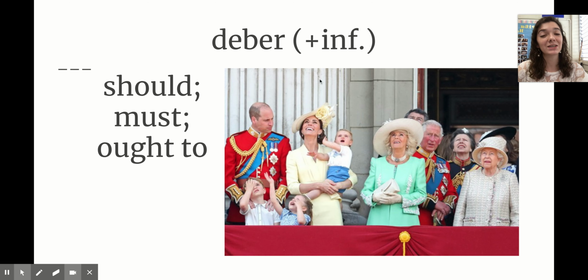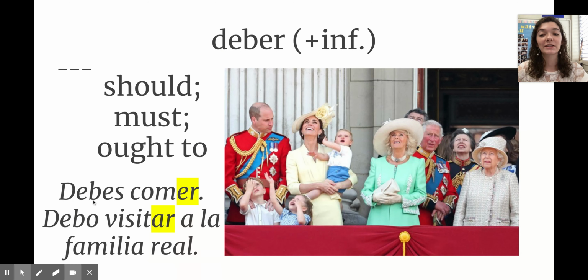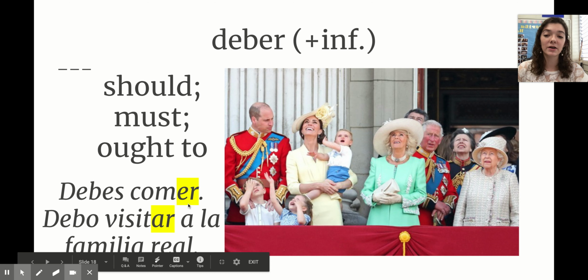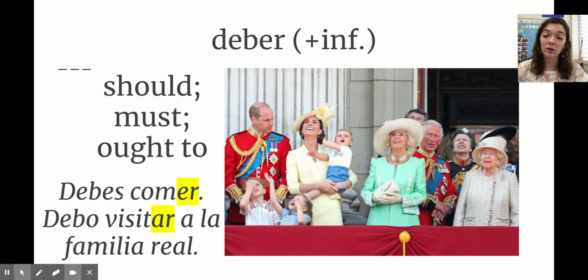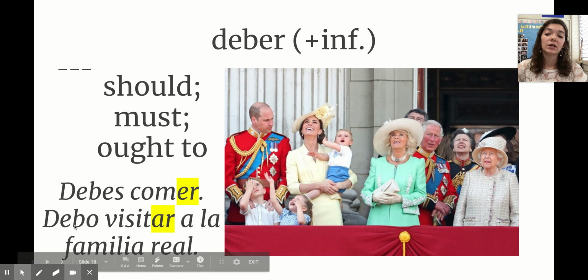Well, if I say something like, debes comer, tú debes comer, I know I'm talking to you informally because of this -es. You should, must, ought to eat, right? You should eat. You must eat. You ought to eat. Notice this comer is not conjugated. That's what I mean by infinitive. We conjugate the first verb and not the second verb. Debes comer. You should, you must, you ought to eat.